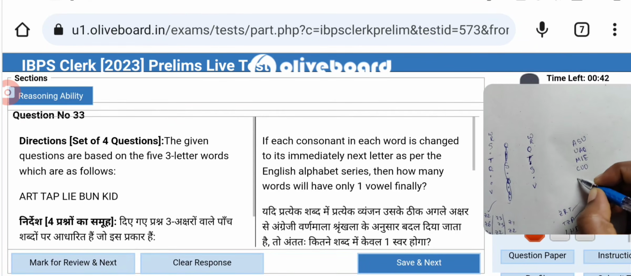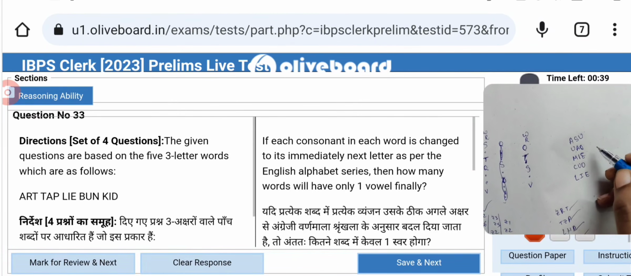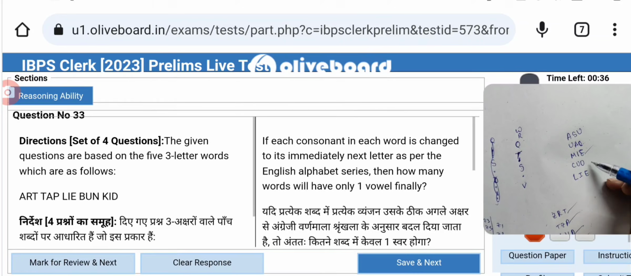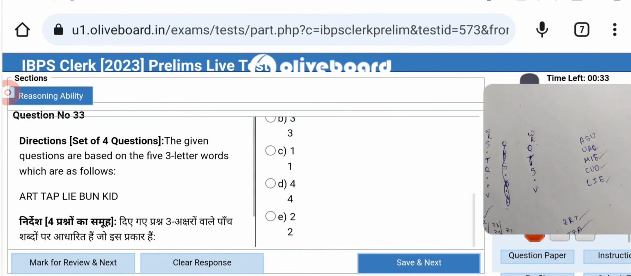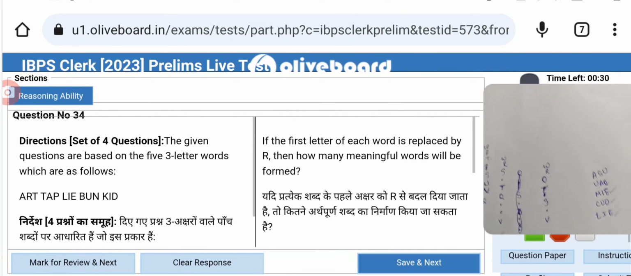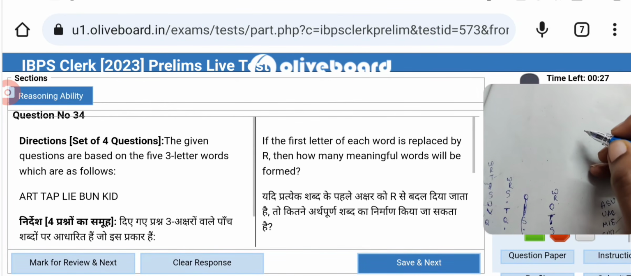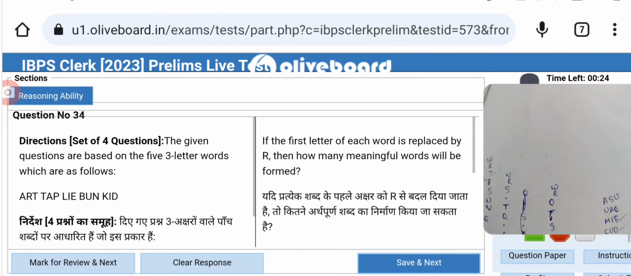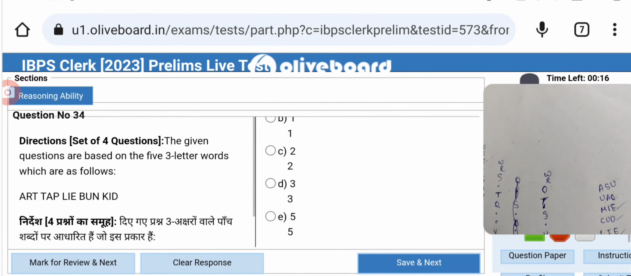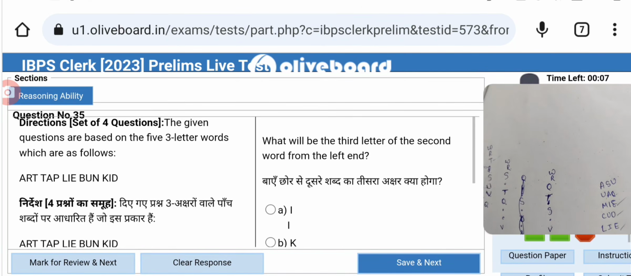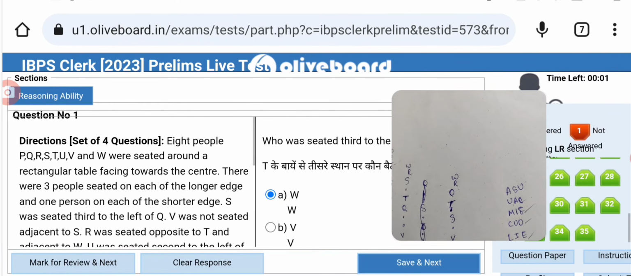Each word will have only one vowel. So none. If the first letter of each word is replaced by R, run. I think it's two. Third letter. What will be the third letter of the second word? P. Next.